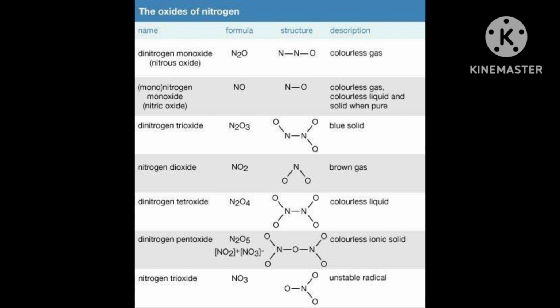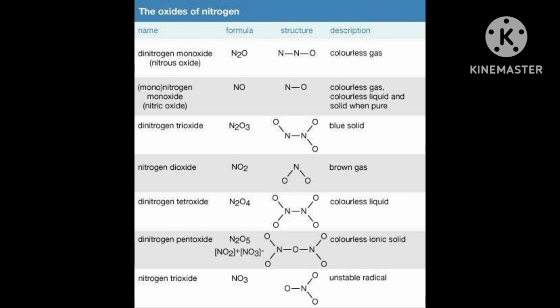The first oxide is dinitrogen oxide. Dinitrogen oxide is N2O. Its formula is N2O and the oxidation state of nitrogen is +1.